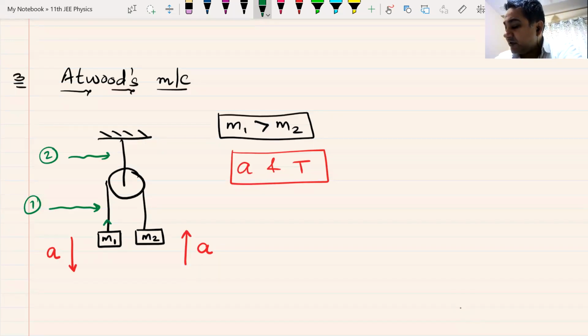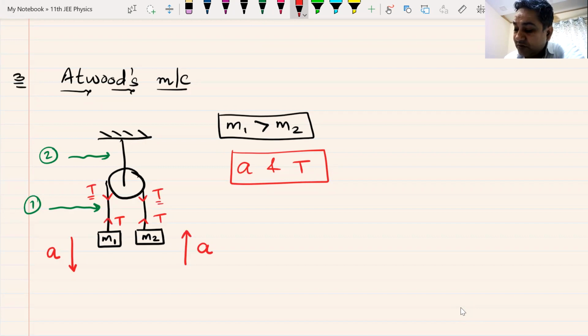Oops, wrong color. Okay. T, tension in the string. Same tension pulling the pulley. Same tension pulling the mass. If this is T and this is T, how much is this? All of us know it is 2T.